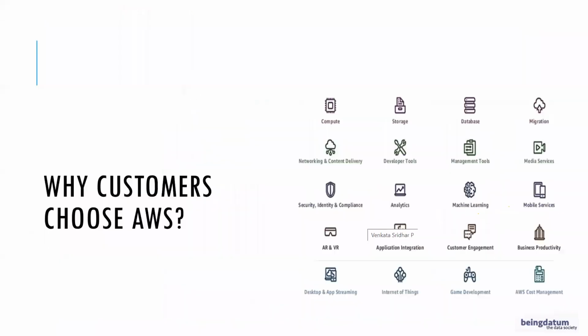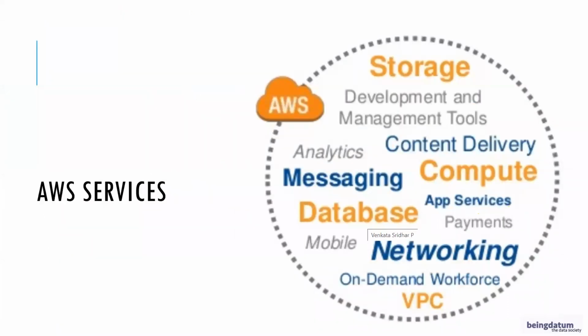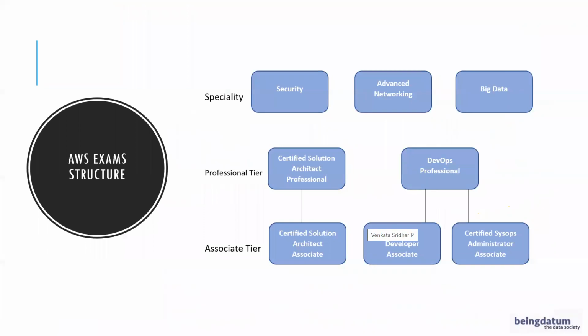Now, let's come back to our slide where we talked about the different services and the sub services which are being offered by cloud. Now let's talk about the AWS exam structure. The AWS exam structure is basically divided into 3 levels: the foundation level, the associate level, and the professional level. The foundation level is basically your cloud practitioner exam, which is a very easy exam.